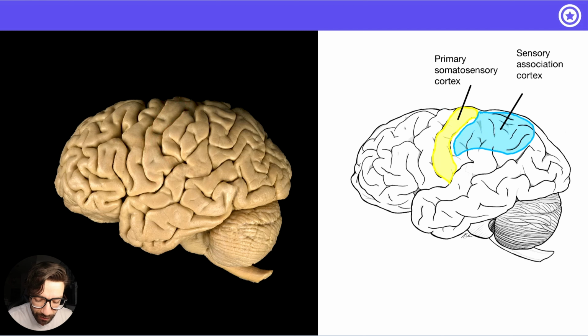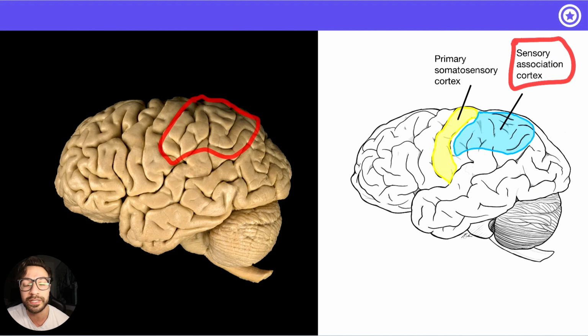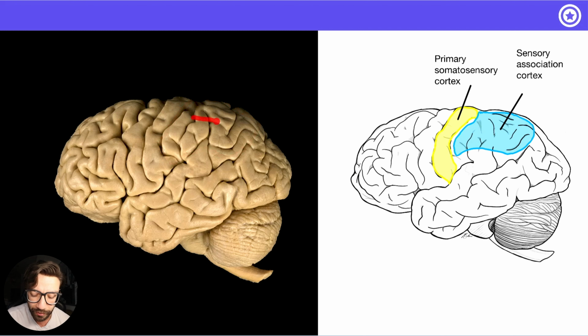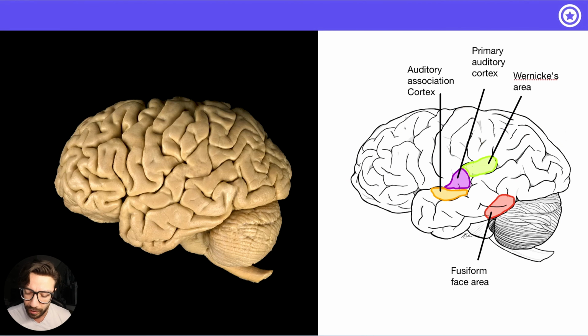And then again, posterior to that, we have this large area back here. And this is going to be the sensory association cortex. And this is going to expand both the superior parietal lobule as well as the inferior parietal lobule. Now we're going to move down and go into the temporal lobe. We're going to first start by identifying Wernicke's area.